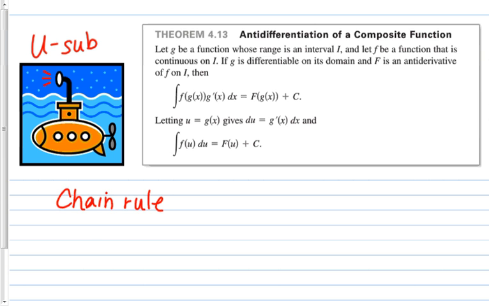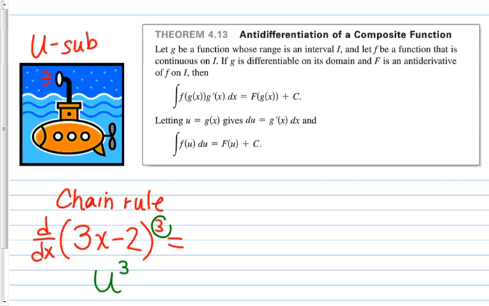If you remember the chain rule, if I wanted to derive something like this, something inside and outside. Okay, so for chain rule, if I wanted to derive that, we would have to treat the outside as one big old function. So this would be considered u cubed, right? The cubed. So we would derive that, and we would get 3u squared.